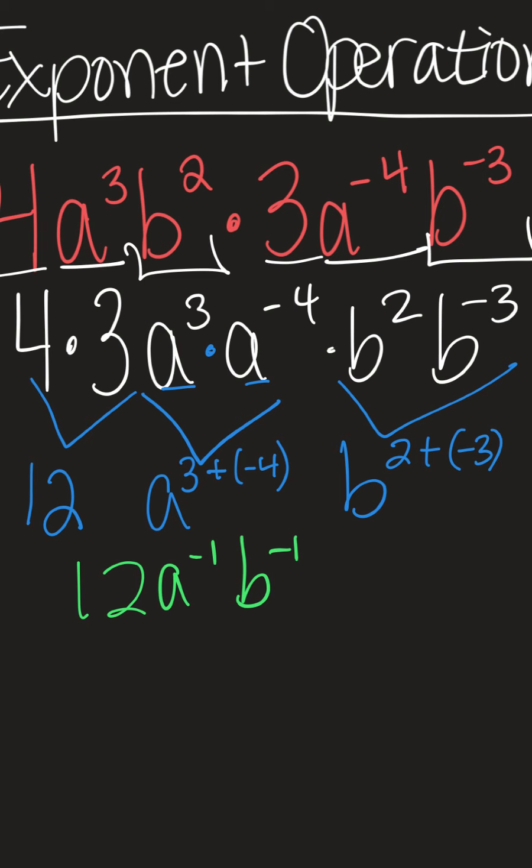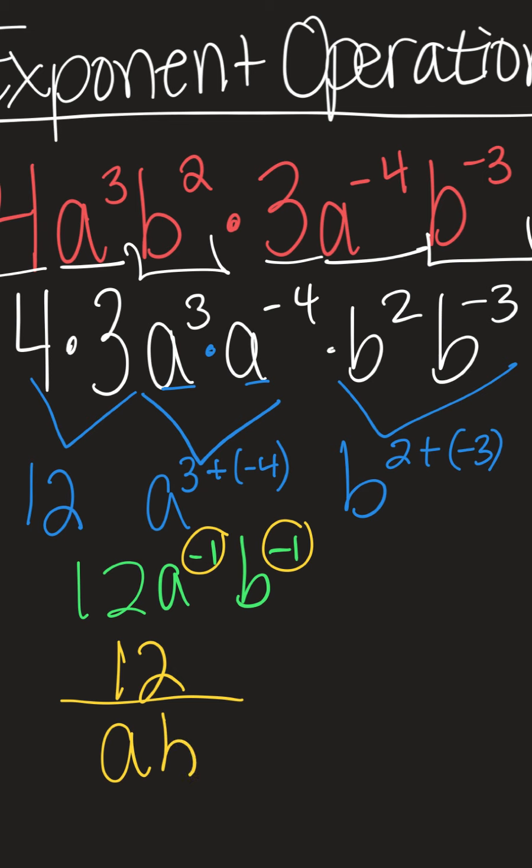Final step, I am going to completely simplify by getting rid of my negative exponent. So I'm going to have 12 stay in the numerator, but a to the first power and b to the first power, both of which are redundant and don't need to be written, are going to be in the denominator. And my answer is 12 over a times b.